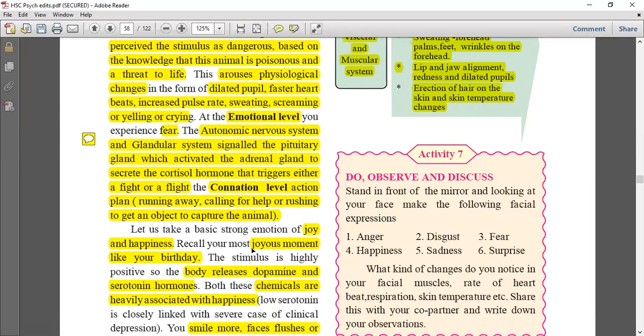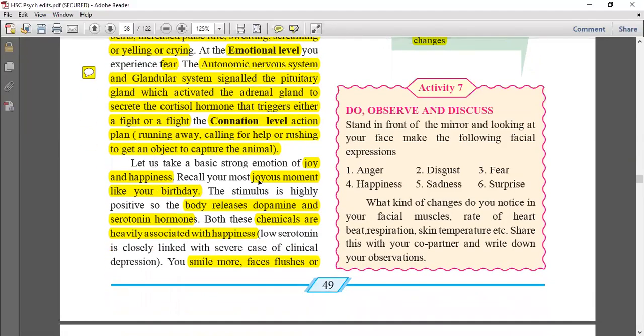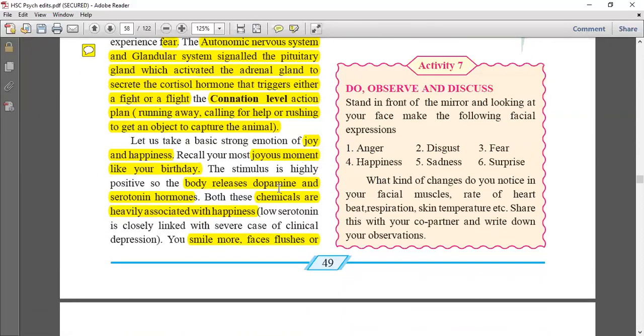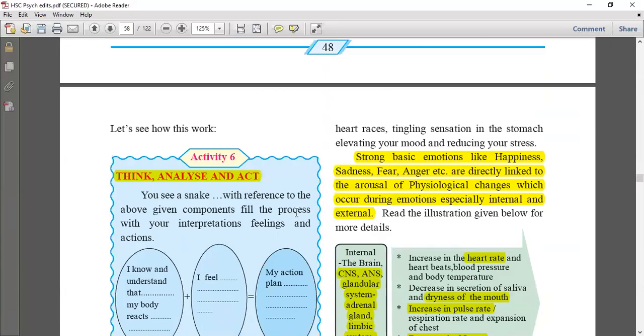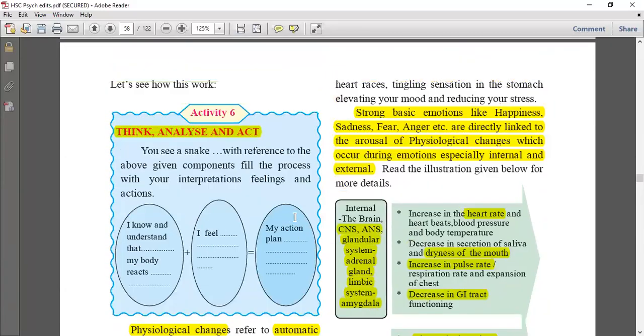Let us take the strong basic emotion of joy and happiness. It releases dopamine, which is the happy hormone, and serotonin. Both of these are happy hormones, dopamine and serotonin. In depression, in fact, serotonin levels are significantly low. SSRIs are selective serotonin reuptake inhibitors which make sure that your serotonin lasts for a longer time in your brain. Both these chemicals are heavily associated with happiness. You smile more, your face flushes, and they are related to your happy emotions.